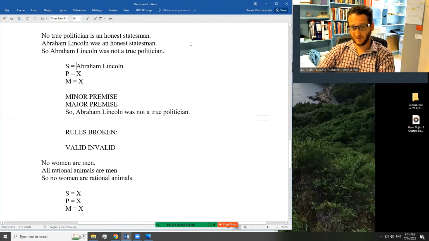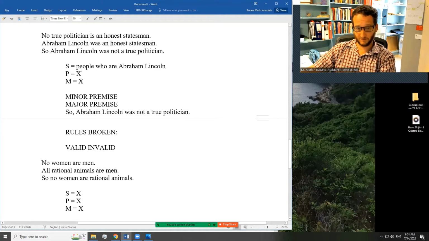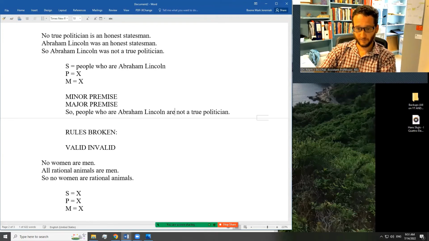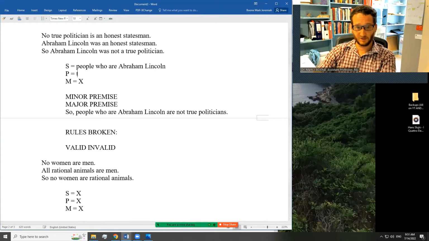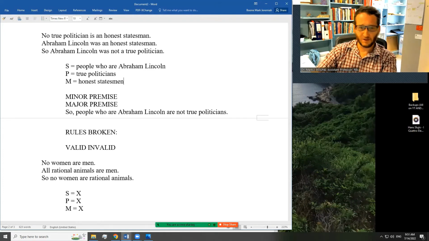The minor term is people who are Abraham Lincoln. And the conclusion has to be present tense, always present tense. Your only copula are and are not. So you could say people who are Abraham Lincoln are not a true politician. That doesn't make any sense. Not true politicians. We're getting closer, but we're not there yet. The major term is going to be true politicians. So now let's identify the middle term, that's easy. The middle term is honest statesman, make it plural.